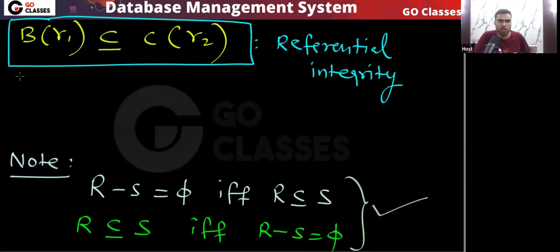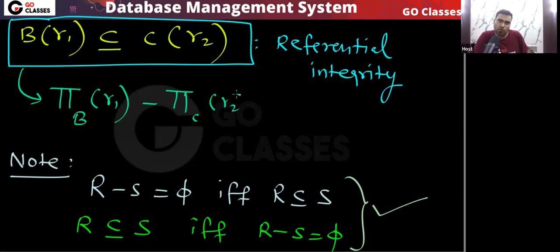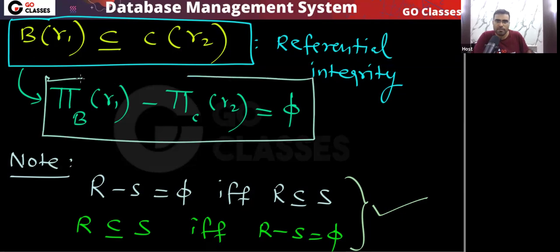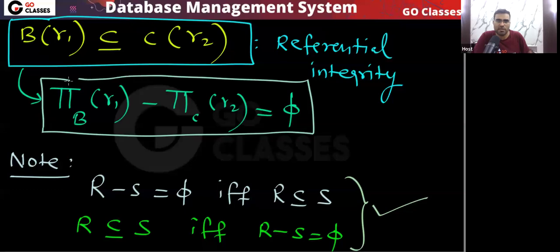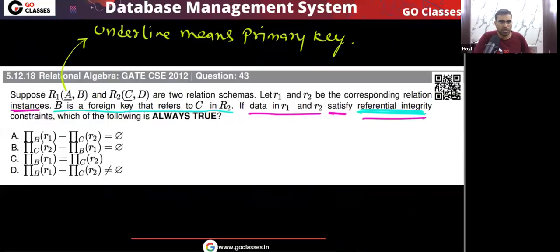Now the same thing you can apply here. If this is a subset of this, then what should happen? I can easily say that this B of R1 minus this C of R2, this whole thing must be phi. Is this clear? Please tell me. So this is the simple answer. This should always be true. So the answer will be B of R1 minus C of R2 should be phi. Option A will be the answer. Okay, very simple point.